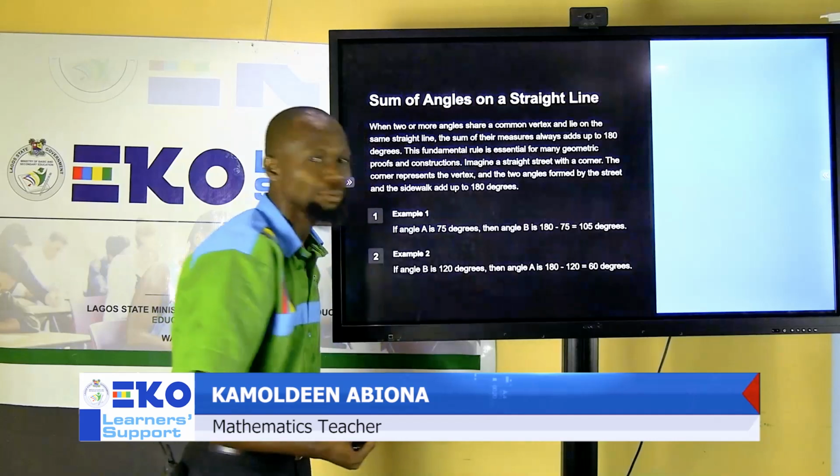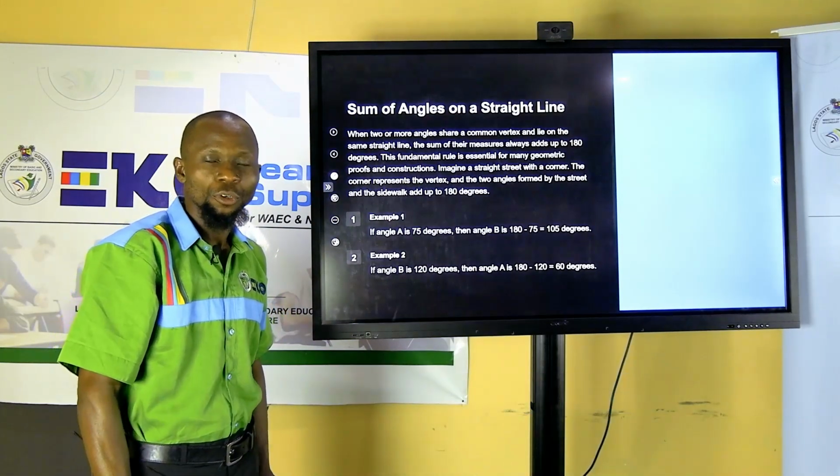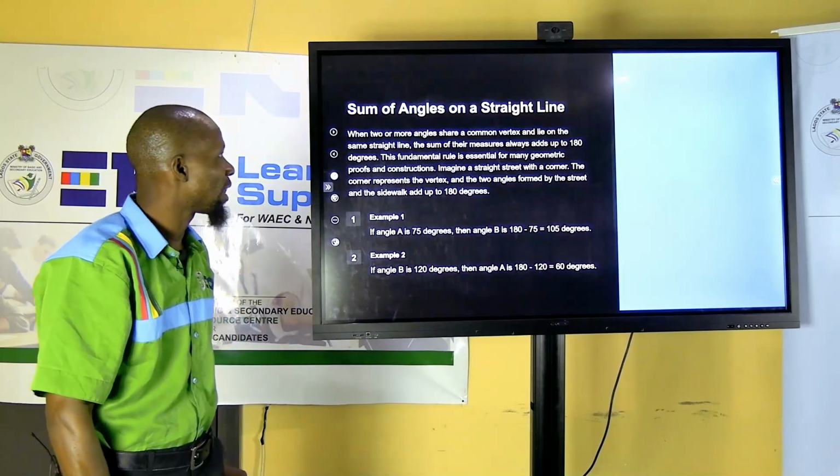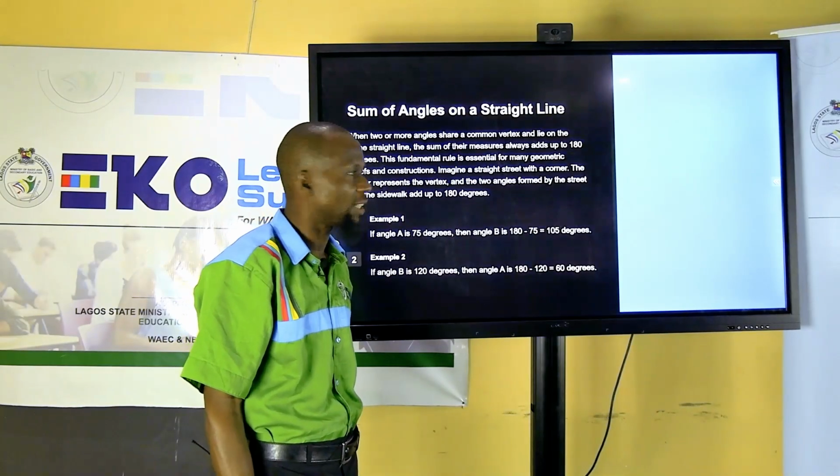So, sum of angles on a straight line, this is one of those concepts that we need to learn under lines and angles. When two or more angles share a common vertex and lie on the same straight line, the sum of their measures always adds up to 180 degrees. So how do we illustrate that geometrically?